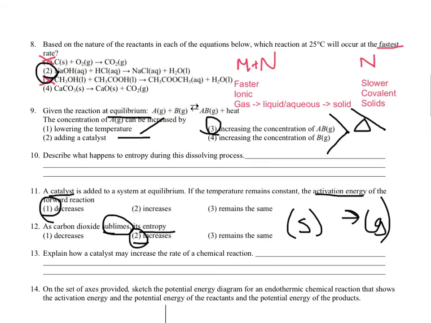Question number 13 asks to explain how catalysts work. Catalysts, recall, they speed up chemical reactions by providing alternate pathways that decrease the activation energy, or they speed up reactions because they lower the minimum amount of energy required for the reaction to proceed.